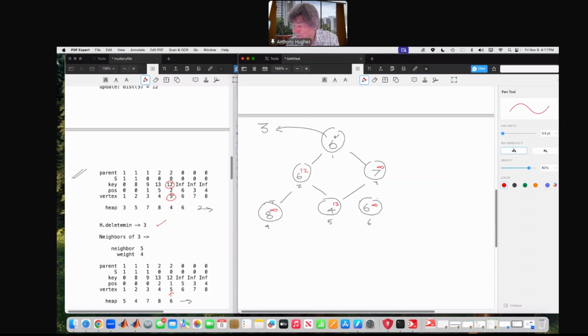There we are. So I've moved 3 out. So 3 has now become part of the spanning tree. And now we notice that this 6 unbalances the heap. So what we have to do with the 6 is move it down with the smallest child. So the 6 is going to move down here. Well, let's do this in green.